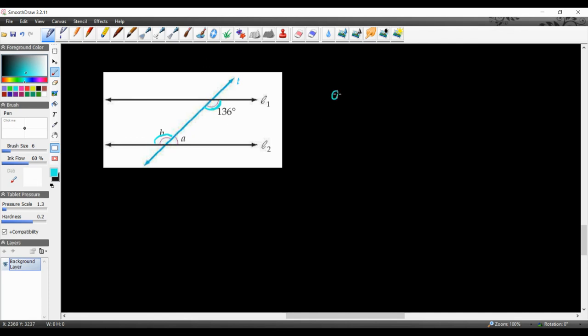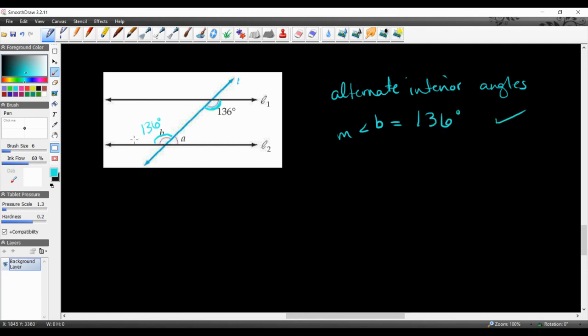Okay, those are alternate interior angles. And remember that alternate interior angles are equal to each other. So if this is 136, then this is also 136. So measure angle B, okay, is equal to 136 degrees. So there's one part. Now, how do I find A? Take a moment or take a second to think about that.